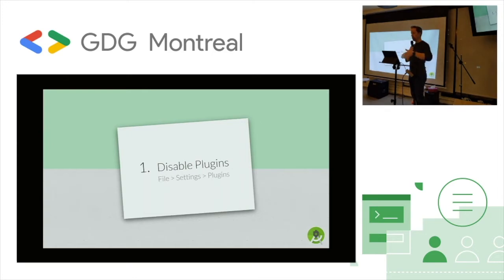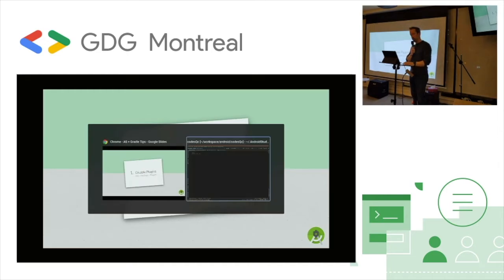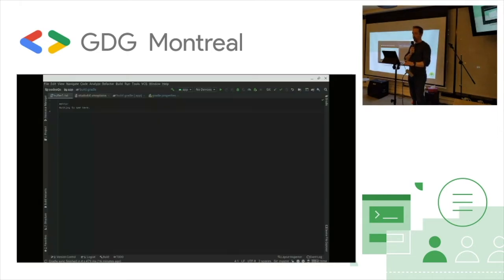The first trick is not from me, it's from someone you might know, Jake Wharton, on a random Reddit comment. He just said you should disable every single plugin that you don't use. And to be honest, it makes a lot of difference, because there are a lot of plugins and opening Android Studio is kind of slow.